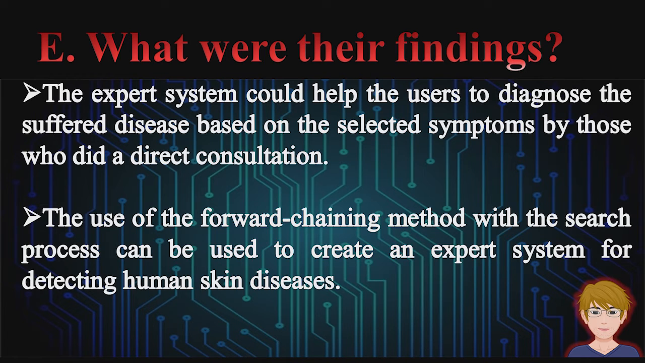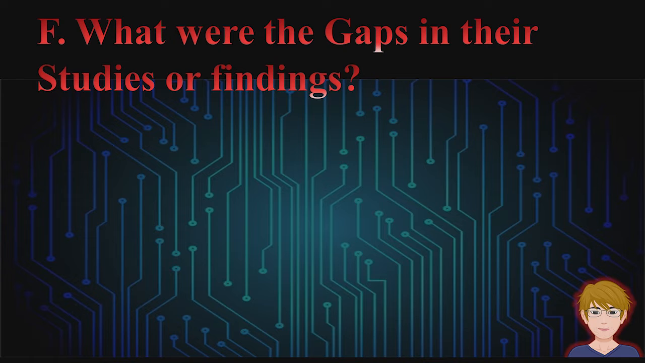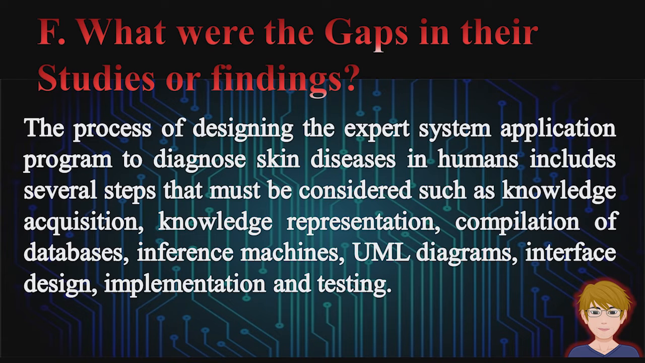Okay, so letter F, what were their gaps in their studies or findings? So the process of designing the expert system application program to diagnose skin disease in humans includes several steps that must be considered, such as knowledge acquisition, knowledge representation, compilation of databases, inference machines, UML diagrams, interface design, implementation, and testing. So that's the gap. So we need all of those considerations to execute the data going to the goal or to the answers.